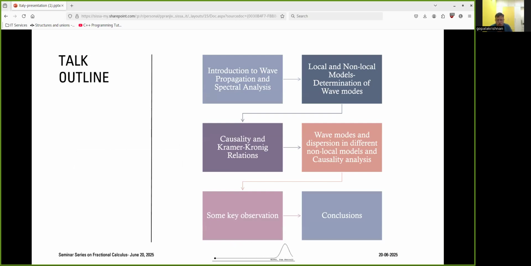So my talk outline is, for those who don't know wave propagation, I'll just very briefly introduce wave propagation and spectral analysis. Then we will define what are local models and what are non-local models, and how you determine the wave modes, and what are the unphysical phenomena that you see in this, and whether they exist or not. To answer that, we use the concept of causality, and we bring in Kramers-Kronig relations and also Einstein causality. Then we'll present some wave modes in some non-local waveguides and show how an unphysical phenomenon occurs and how you answer this using these causality relations. And we'll also see some key observations and then conclude.